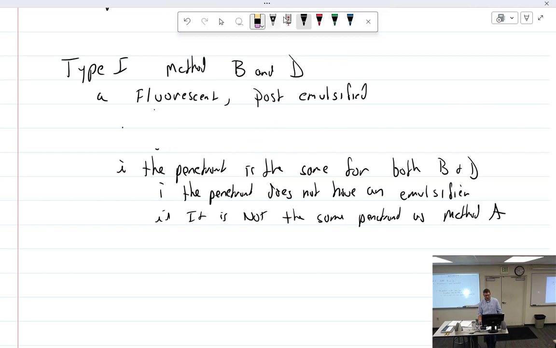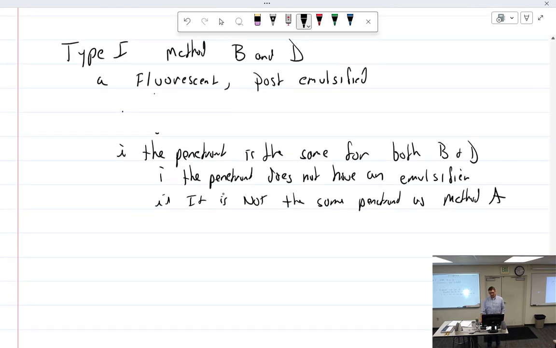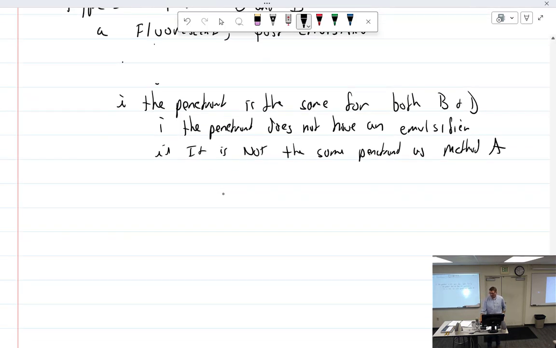Is there a benefit to not having the emulsifier in the penetrant? Yes, there is a benefit. There's also a not benefit. So, all right, let's see. I'll be a little bit more brief with this. So the steps involved.